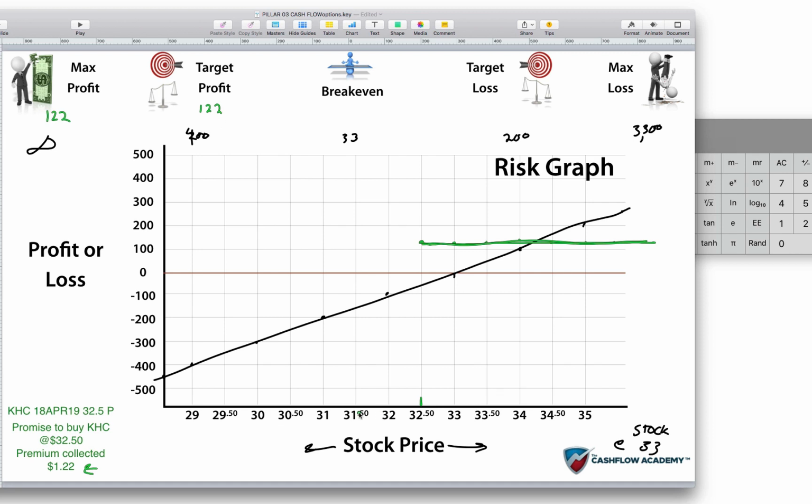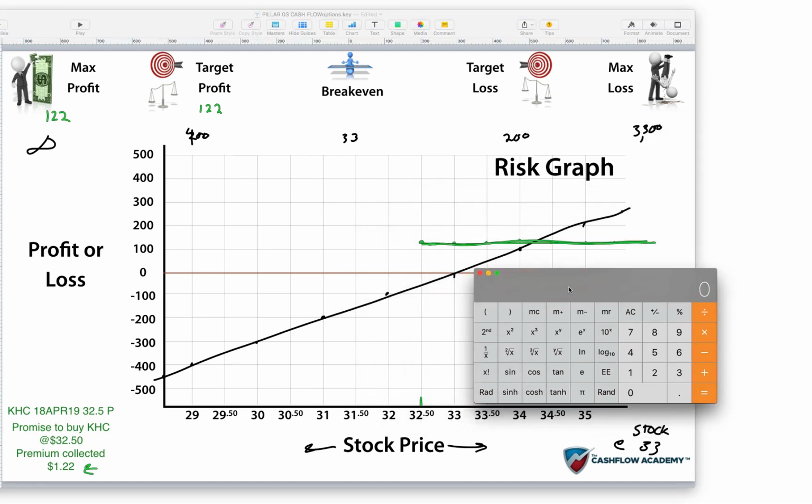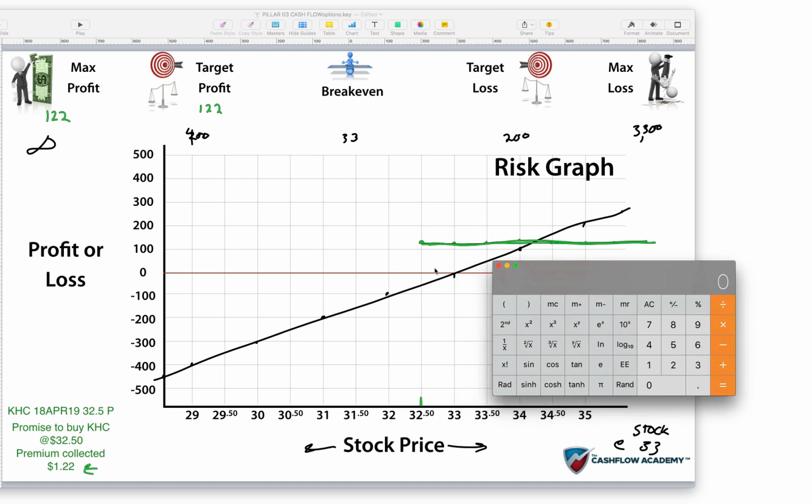Now let's figure out what our break-even point is and how we came up with that. And hopefully this math isn't too wonky for everybody. But let's look at this. We know that we are going to buy the stock at $32.50. That's where we have to buy the stock, and we're getting paid $1.22 for that. So if I say, look, $32.50, minus the $1.22 I get for doing it, is $31.28.